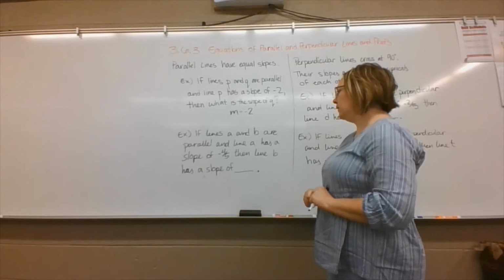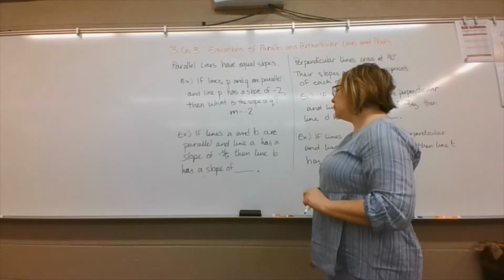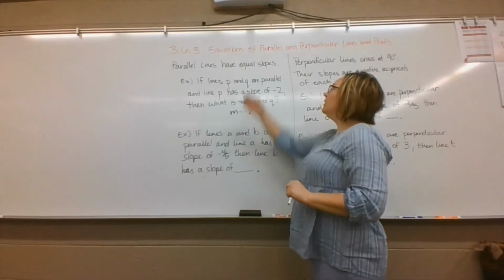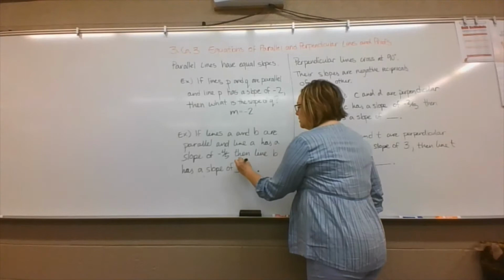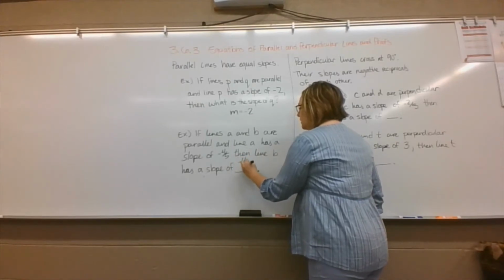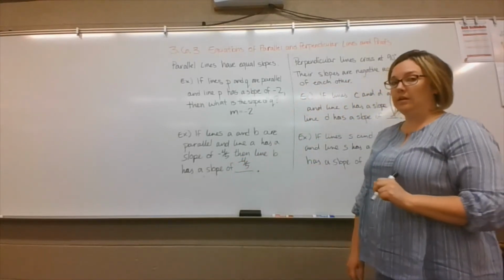Okay, second example, if lines A and B are parallel and line A has a slope of -4/5, then line B has a slope of, well, they're parallel, so they have equal slopes. So line B has a slope of -4/5. Okay, those are parallel lines and their slopes.